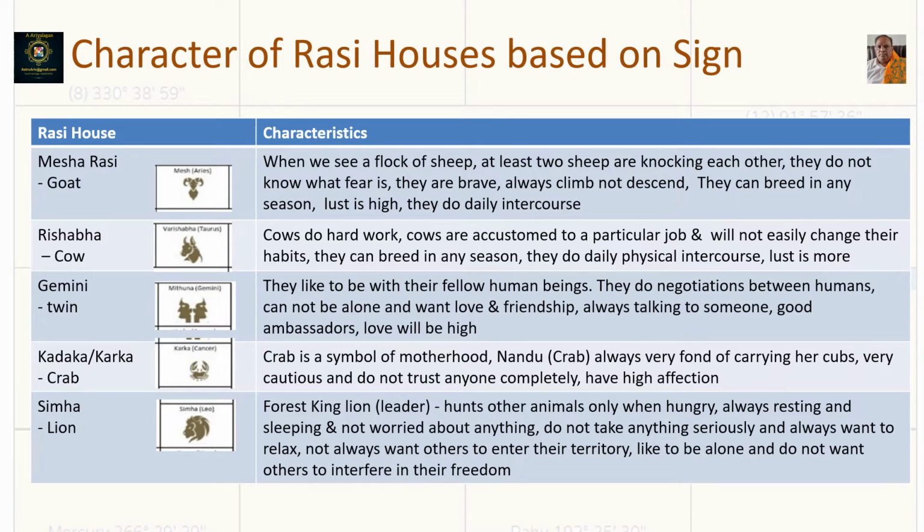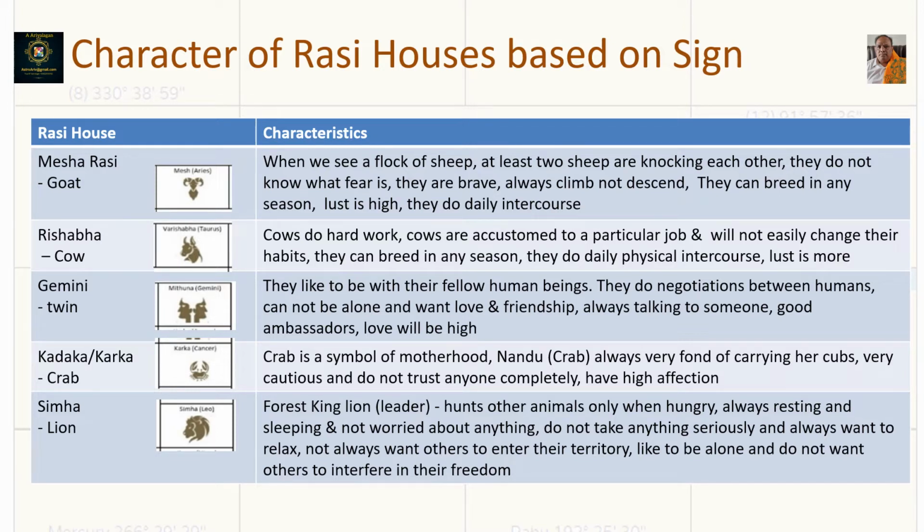Now Rishabha Rasi, like a cow, does hard work, and cows are accustomed to a particular job and will not easily change their habits, and they can breed in any season. They do daily physical intercourse, and lust is also more for Rishabha Rasi. Now if you see Gemini, the Mithuna Rasi, they like to be with their fellow human beings, and they do negotiations between humans and cannot be alone.